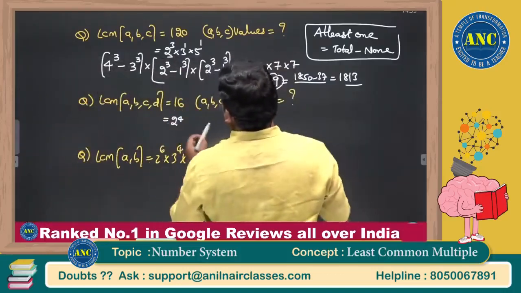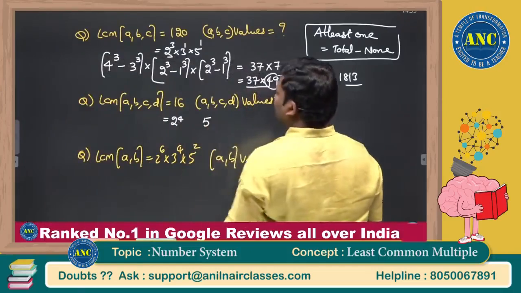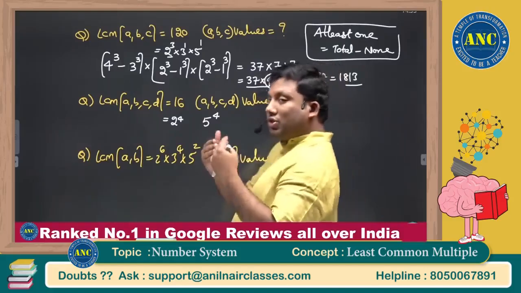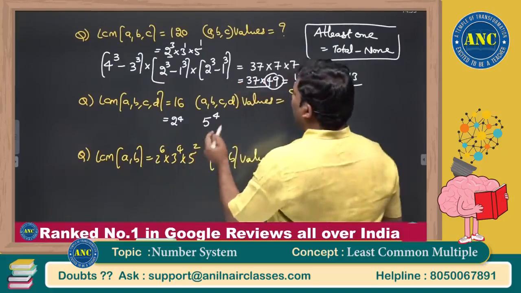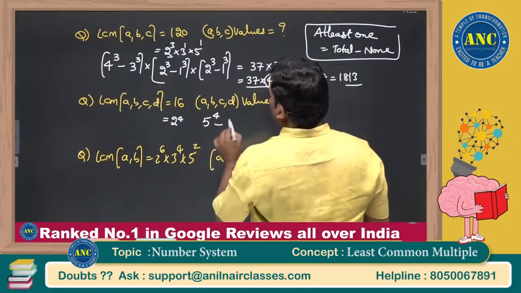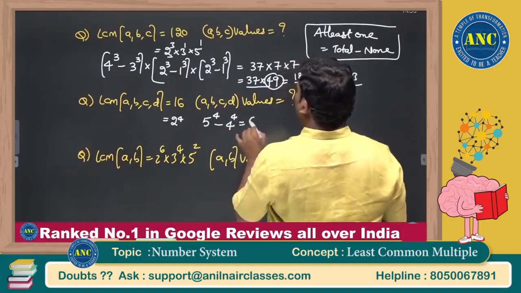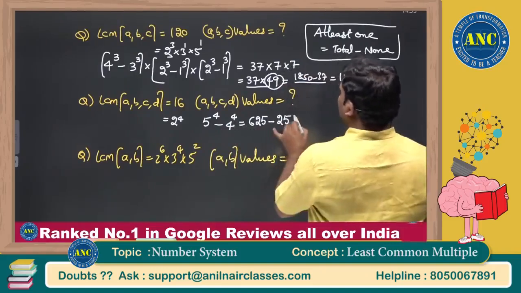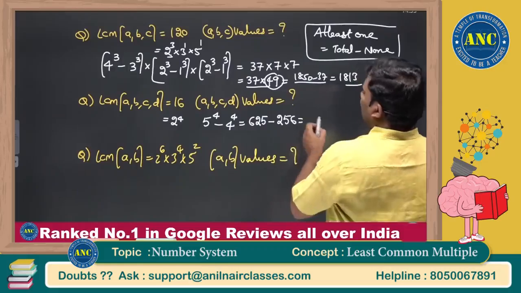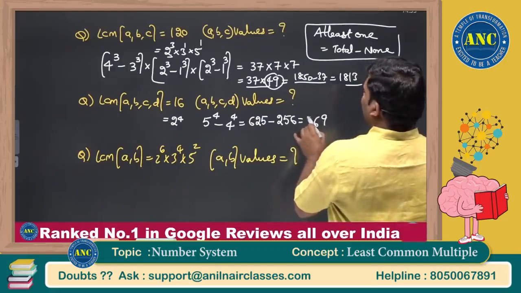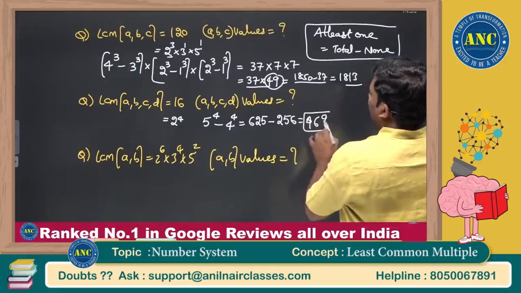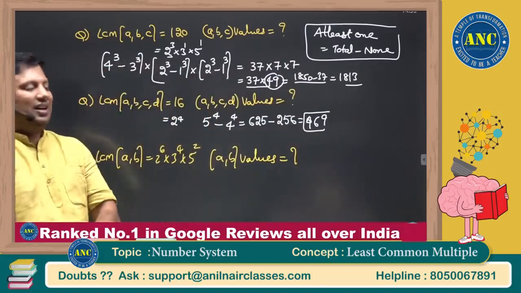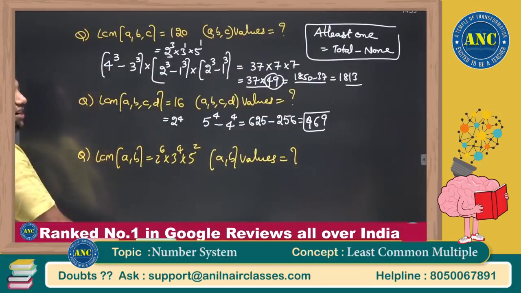Simple question. 2 power 4, total 0 to 4, 5 cases. A, B, C, D can each take 0 to 4. Minus none: don't give 2 power 4, so 0 to 3, 4 cases. 5 power 4 minus 4 power 4, which is 625 minus 256, 369 cases. Where LCM of A, B, C, D is 16.